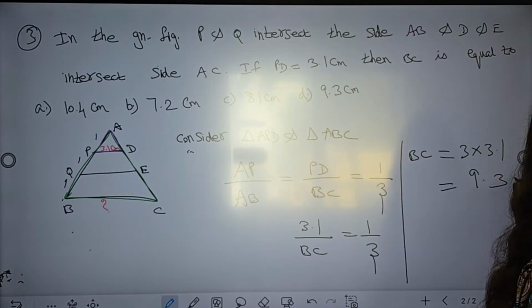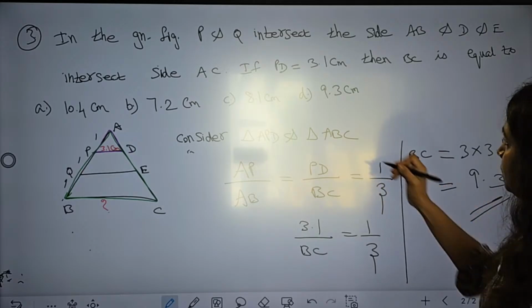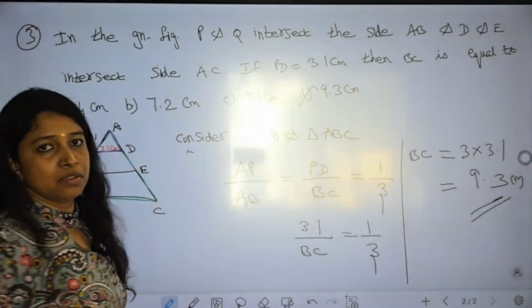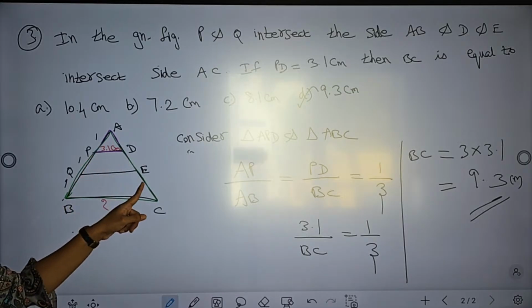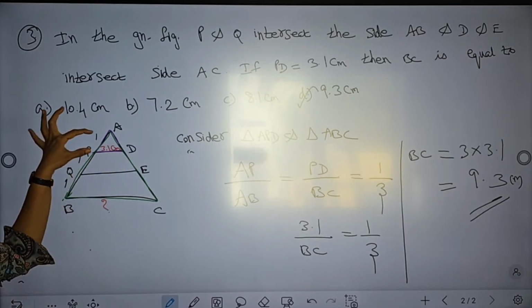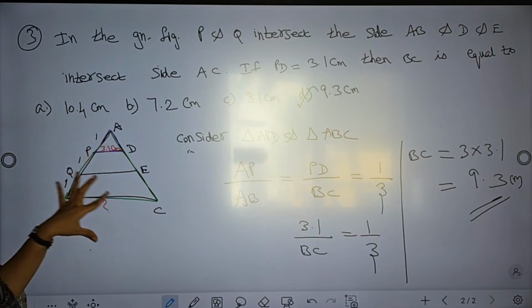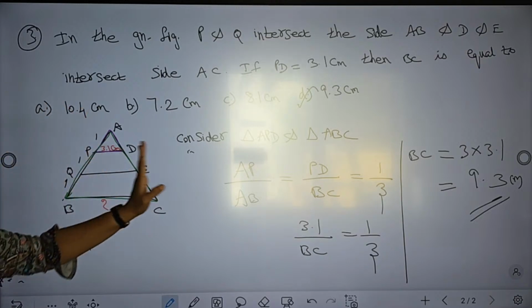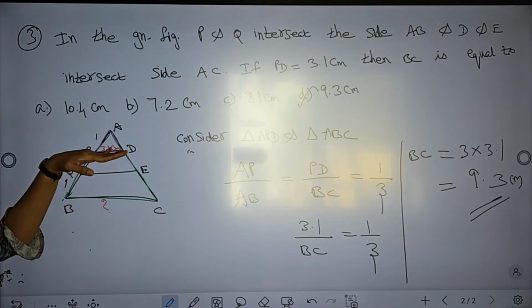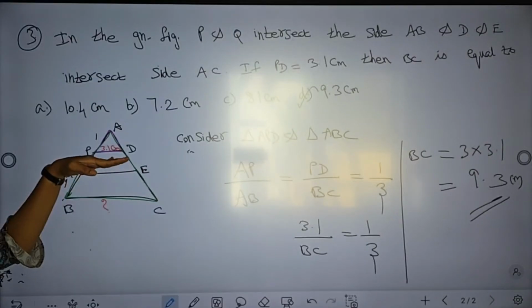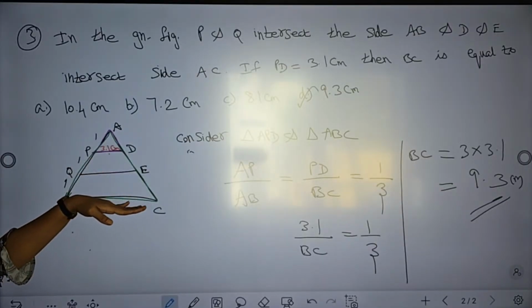9.3 centimeter it is. Got it? It's so simple, right? So if two parallel lines are given, then you can consider the smaller triangle and bigger triangle proportion and write the known side. The known side is this horizontal line. That is, we need this horizontal line side.